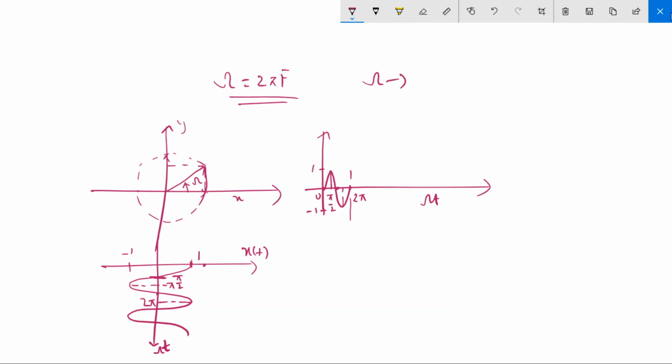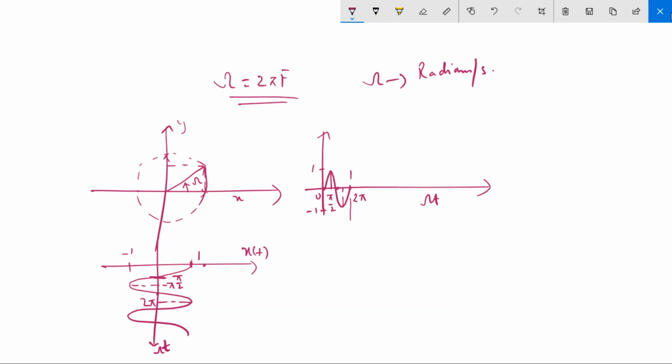Omega, we have said, is the number of radians per second. It means in 1 second, how many angles have been covered. That is basically what omega is. In one cycle, it covers the angle of 2 pi because it is a complete circle. You have 2 pi radians in one circle.